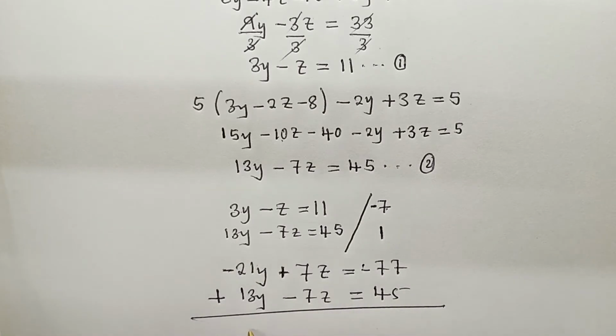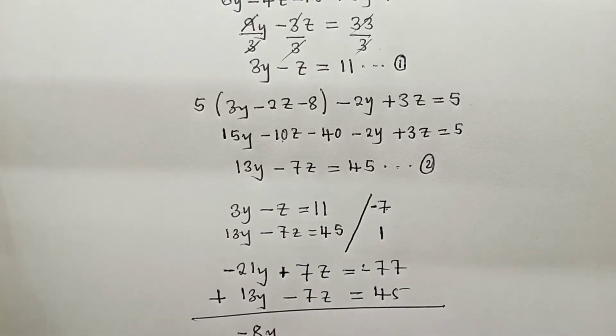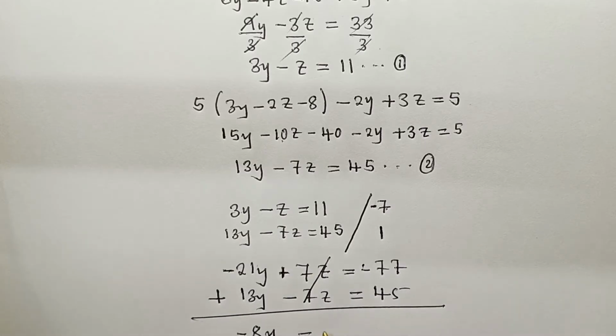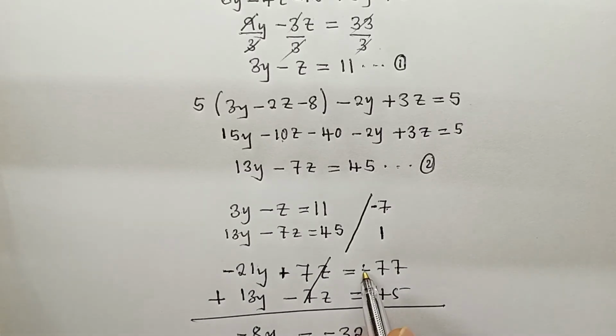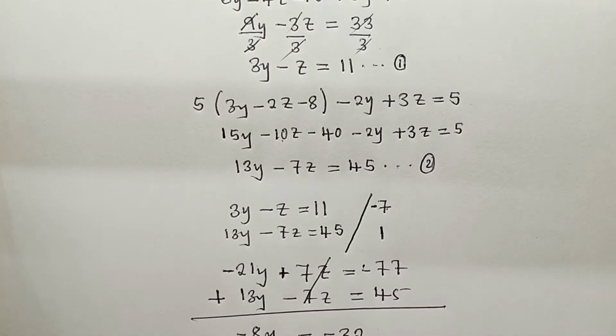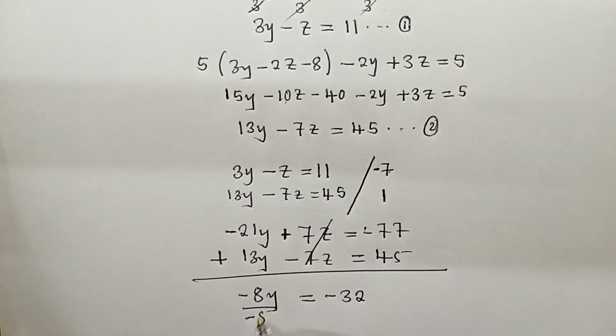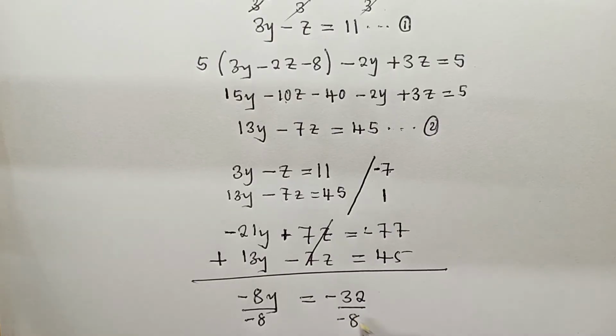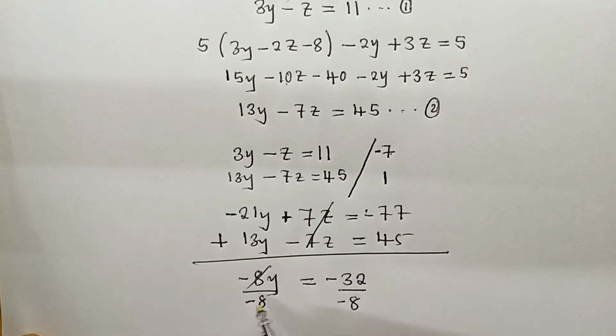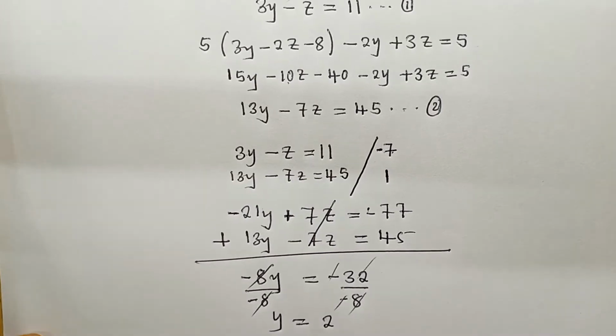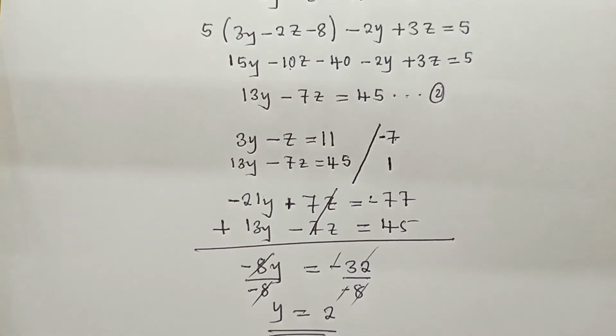Here, what are we getting when we add these two? We're getting negative 8y. Here we cancel, is equal to, here we shall get negative 32. When we say negative 77 plus 45, we say over negative 8 over negative 8, okay? Here, you remain with y is equal to 2. Negative and negative will cancel. 8 into 32, it's a 2. And this is our y value.